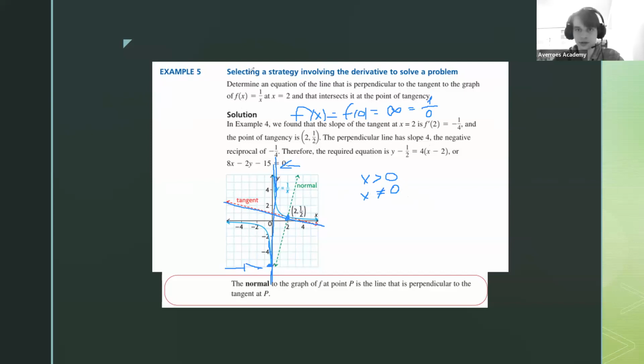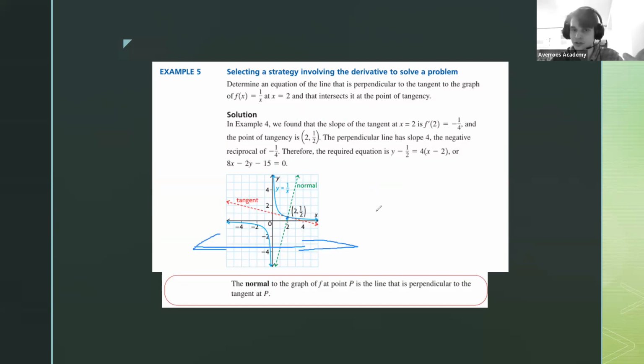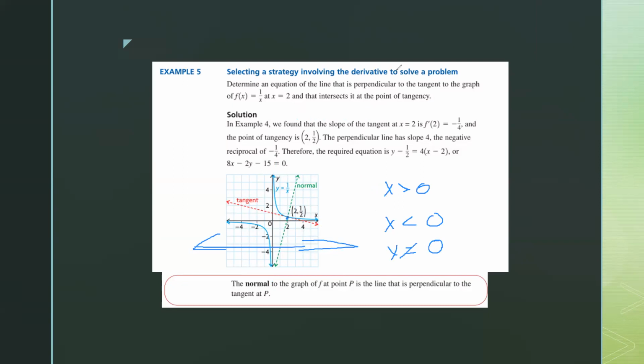So let's move on. Any questions about this? No. We still can define the derivative on one side of the problem region, but we won't have a derivative for the whole domain. We're going to have two different derivatives for x greater than 0 and x less than 0, and neither of them is going to include x equals 0. Okay? Yeah. Perfect.